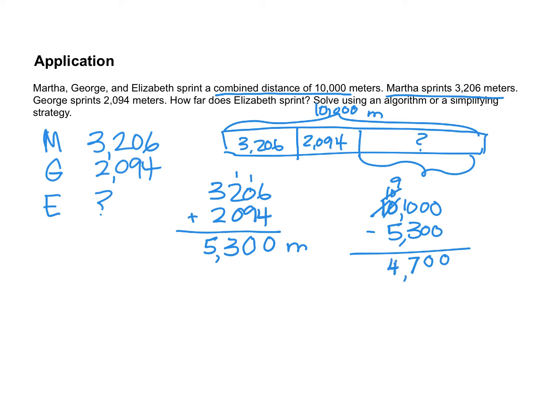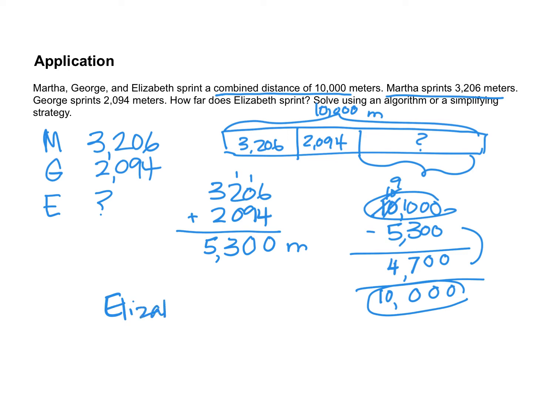Now, if I want to check that, then I can just go ahead and add these bottom two lines right here, and I should get what I started with originally. So my zeros, my 10, 1 and 5 is 6 and 4 is 10. I came up with 10,000 here. I got 10,000 here. So my answer is Elizabeth sprinted. I'm trying to write fast, and I'm not writing very neatly.